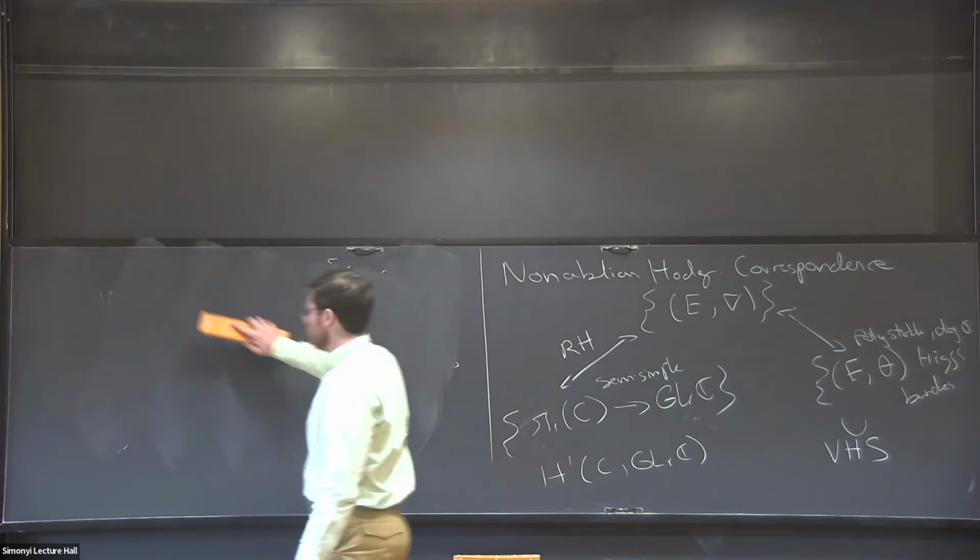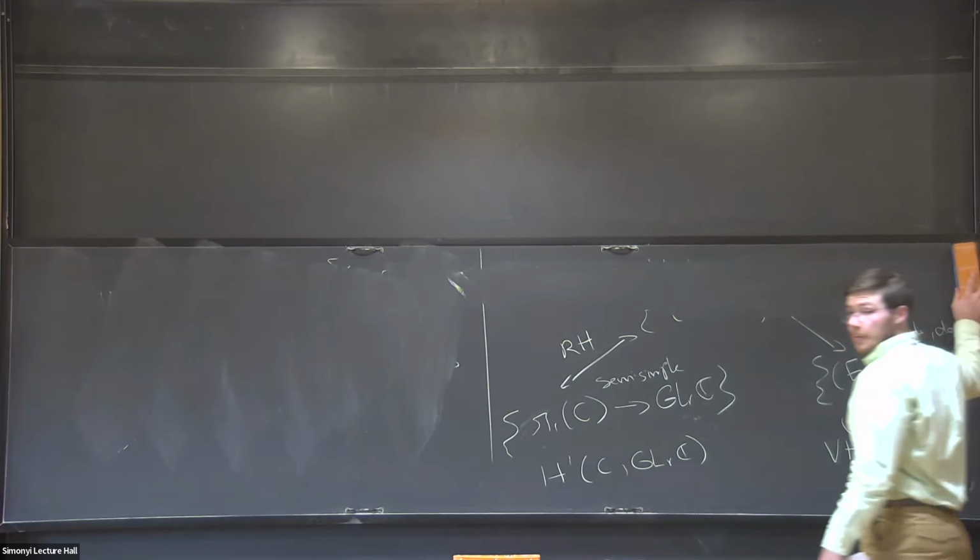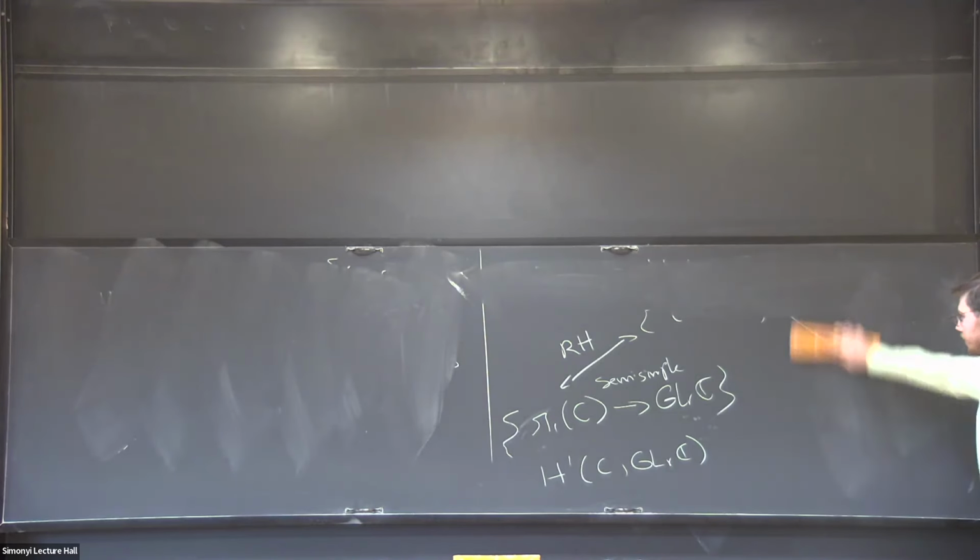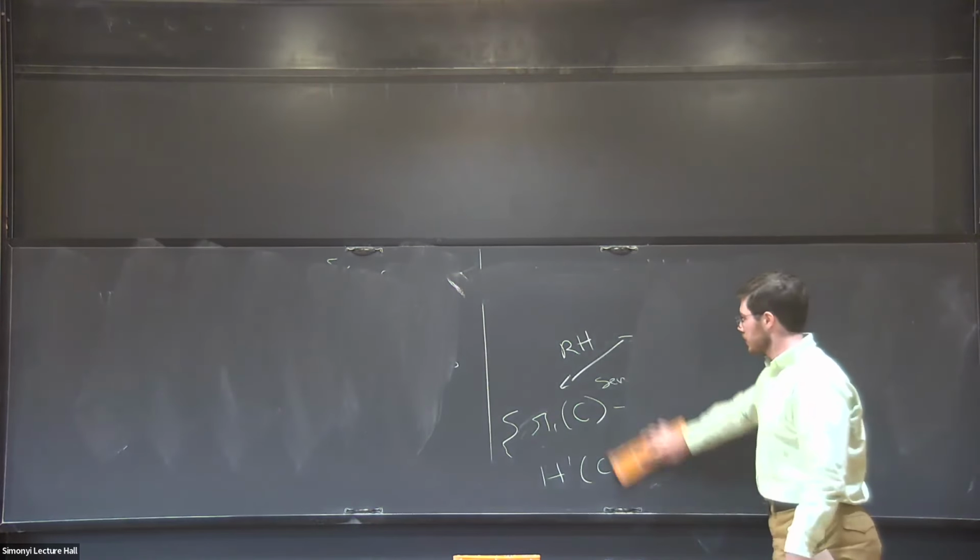Sorry, what do you mean rank? What kind of rank? The image of the map on H naught. The dimension of that, within that vector space. I see. Okay.